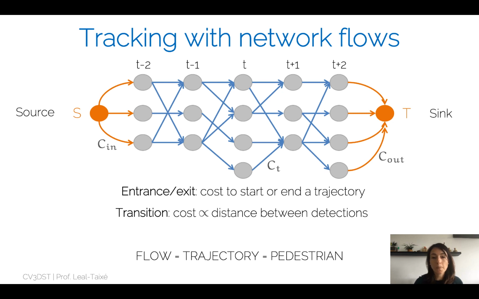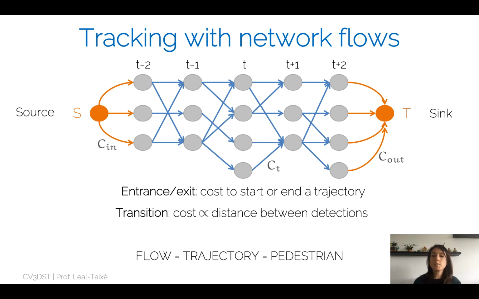And the same thing we do with what is called the sink node. So any trajectory can end at any point in the video, and therefore we're going to connect all the nodes in our graph to the sink node. And then we're going to assign a cost to start and end a trajectory.